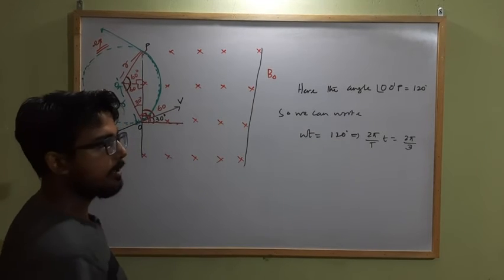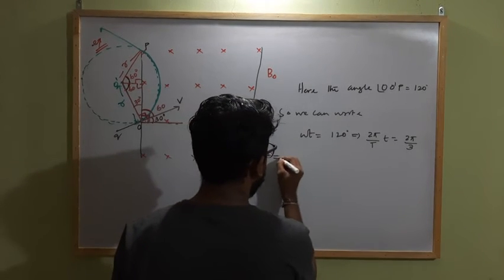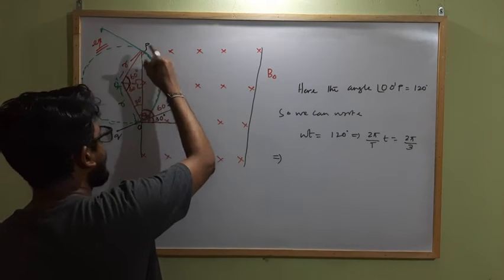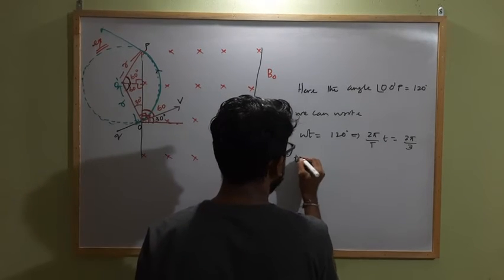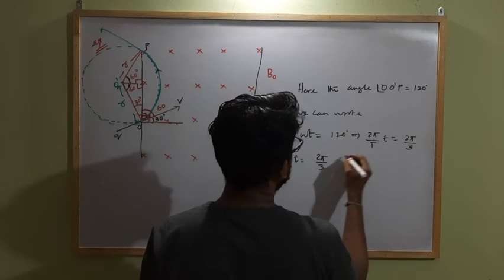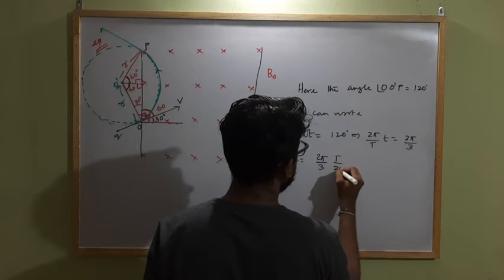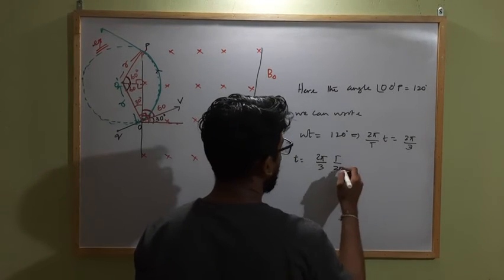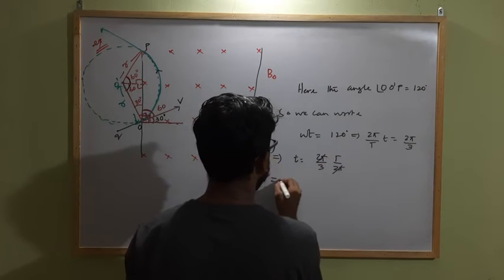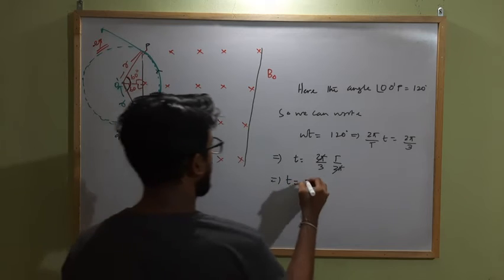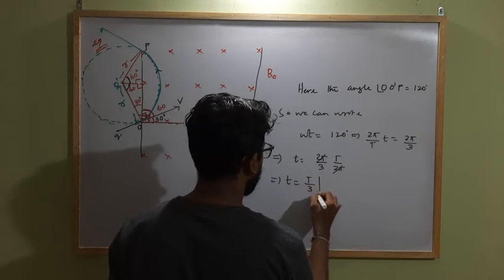120 can be written as 2 pi by 3. So this implies we can write the time up to which the charged particle remains within the magnetic field, t, equal to 2 pi by 3 into T by 2 pi. 2 pi will cancel. So this implies the time up to which the charged particle will remain within the magnetic field equals T by 3.